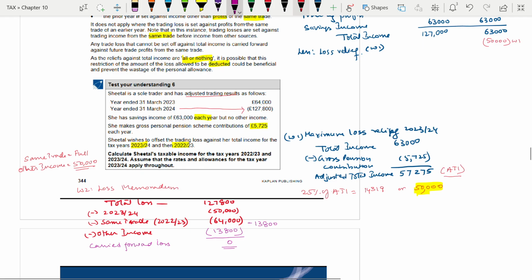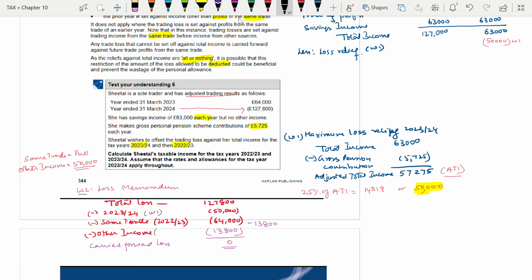2023, how much have we calculated? We have calculated in working 1: 50,000. Next, 22-23, same trade, you can deduct all the amount. But with the other income, maximum 50,000. Now how much is the loss we are deducting?